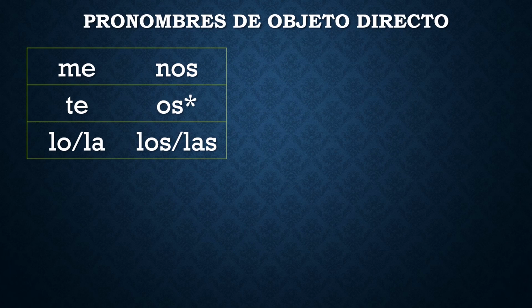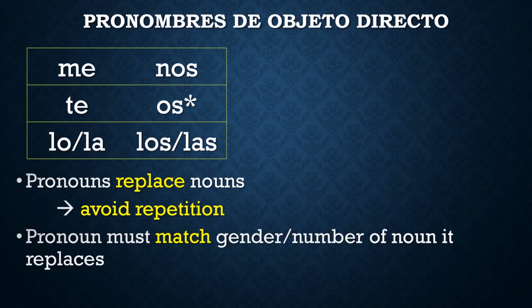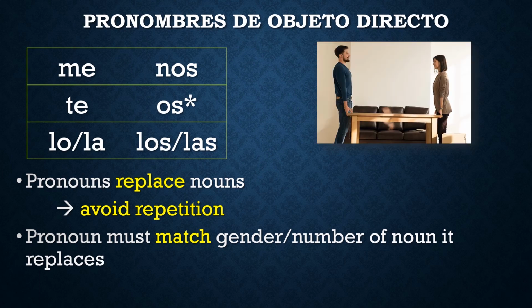So what you see on this chart here are all of the different possible direct object pronouns you could use in Spanish. So we'll go over these with lots of examples. So we know pronouns replace nouns, help us avoid repetition. And how do we know which one of these to use? Well, the pronoun we use must match the noun it's replacing in grammatical gender, masculine or feminine in Spanish, and also number, singular or plural. So this will all make a lot more sense with examples. So let's look at an example.